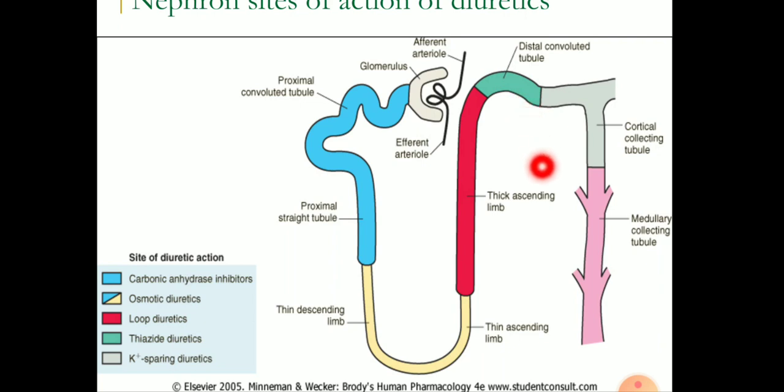Now we'll come to the gray zone. This part is the cortical collecting tubule, and this part is the action of potassium sparing diuretics. Out of that you can divide it into two groups. One is called aldosterone antagonist, which will block the action of aldosterone, and such drugs are spironolactone and eplerenone.